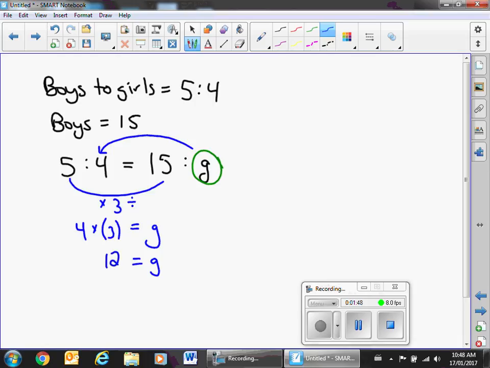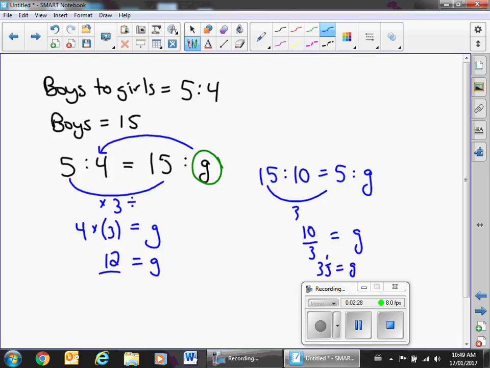Now the second part says that the girls in the class have been reduced to 2. So in this case, we simply say 15 to 10, because it's no longer 15 to 12. It's now 15 to 10, and it's going to equal a new ratio of 5 to G. It's the same sort of thing. The magic number here is still 3. So we take 10 divided by 3 to give us G. In this case, the magic number is 3 and a third. 3 and 1/3 equals G, or 3.3 repeating.